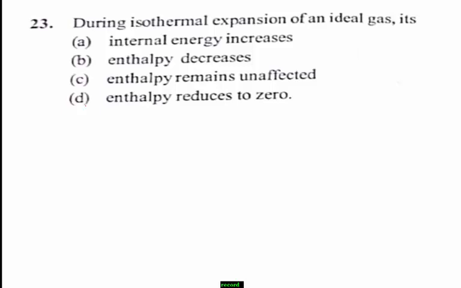Students, what is an isothermal process? An isothermal process is a change of system in which temperature remains constant. Remember, for an ideal gas during an isothermal expansion, the enthalpy as well as internal energy remains constant, meaning there is no change.